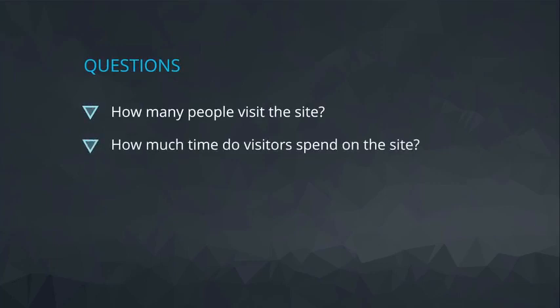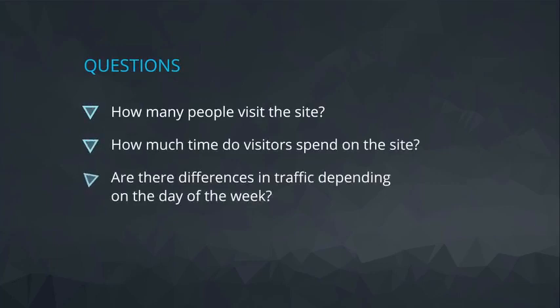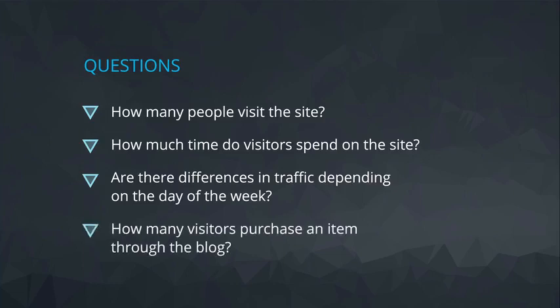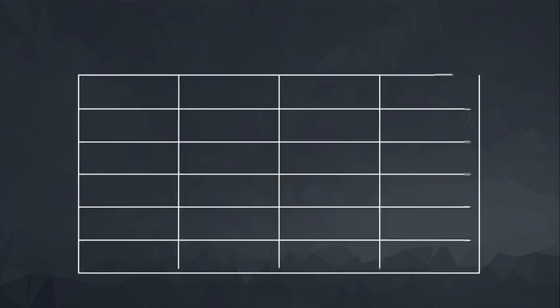Questions I might have are, how many people visit my site? Or how much time do visitors spend on my site? Are there differences in traffic depending on the day of the week? How many visitors purchase an item through the blog? In order to answer these questions, say we keep track of the date of the visit, the day of the week of the visit, the amount of time spent on the site, and whether or not an individual buys an item. We can think of each of these as a column.